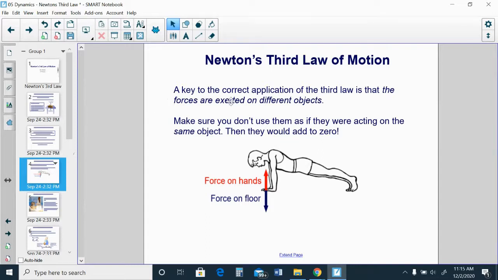So this is the key to the correct application of the third law. There must be forces exerted on different objects. Make sure you don't use them as if they were acting on the same object. Then they would add to 0. So down here, the two objects would be the hands of this person and the floor. So in this action-reaction pair, we have the force on the hands by the floor and the force on the floor by the hands. And they are in equal and opposite directions, upward versus downwards.